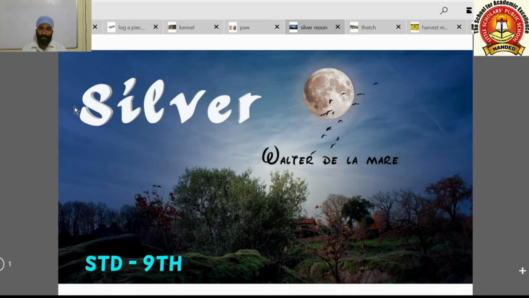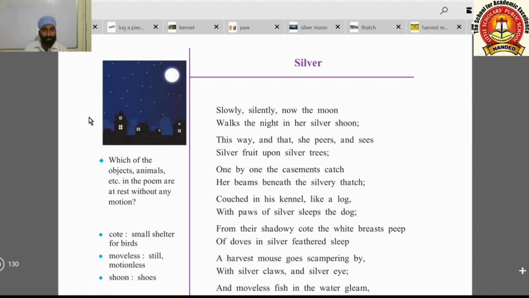The poet is observing these things. He is standing at a place. He is observing how the things are looking in the moonlight, and how the moonlight is. So let us read the poem and understand it word by word, line by line.